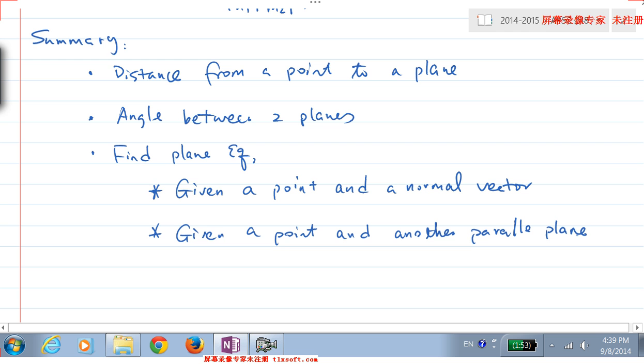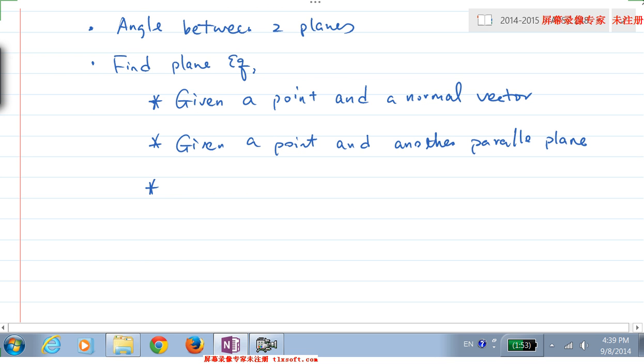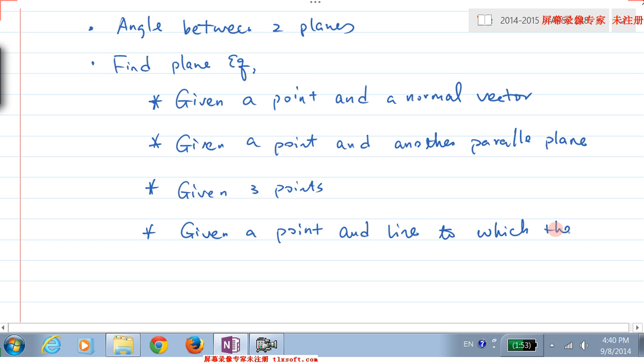You're given a point on the plane, and another plane which is parallel to the one you're looking for. Then what is the plane we're looking for here? So think about this. Given 3 points, what is the plane passing through the 3 points? Given a point and a line to which the plane is perpendicular.